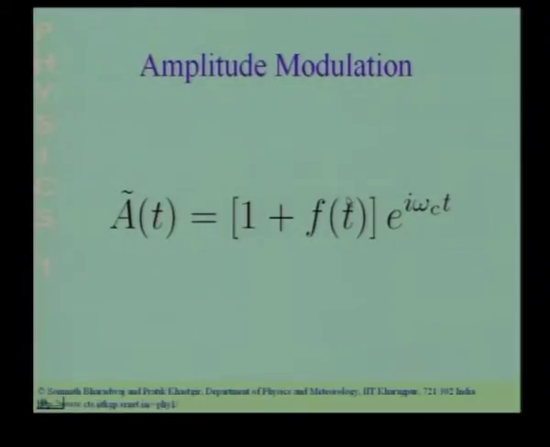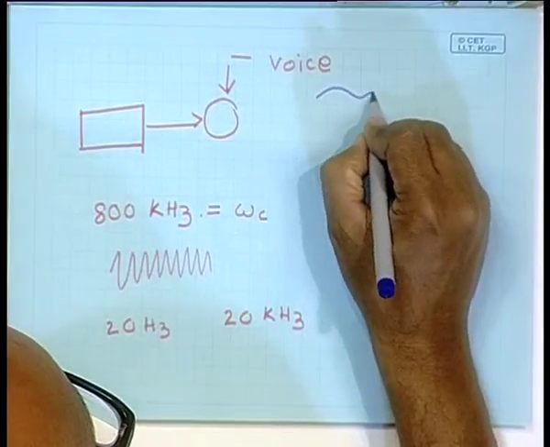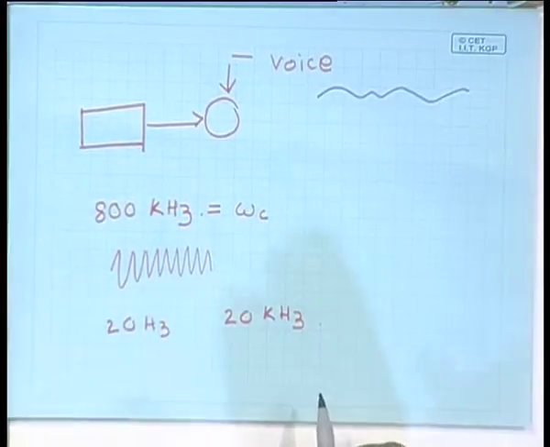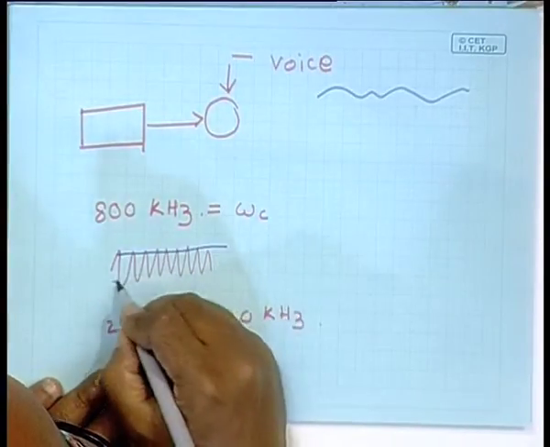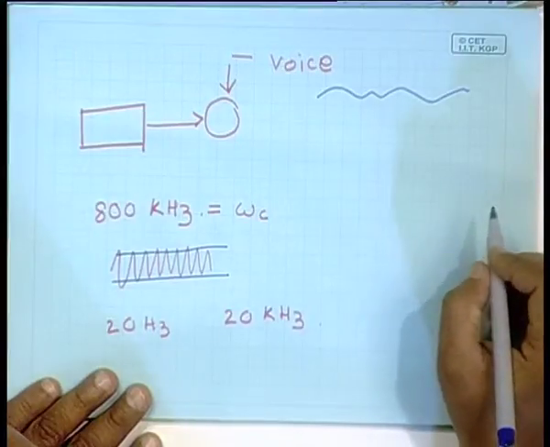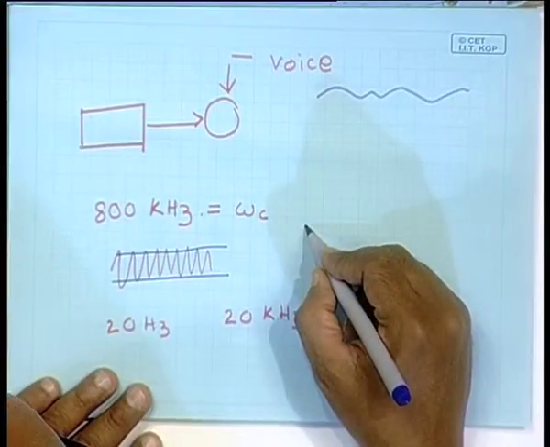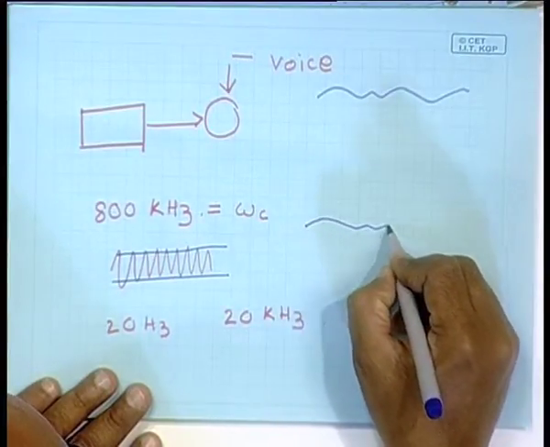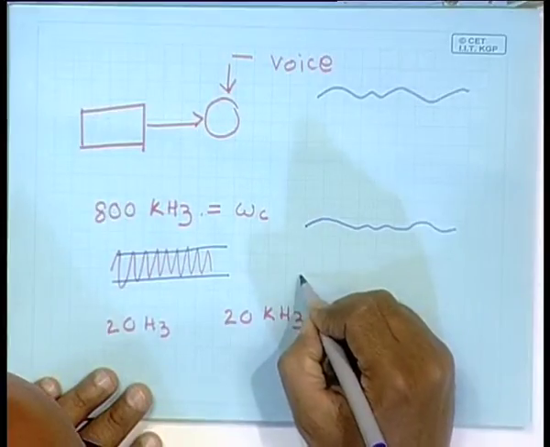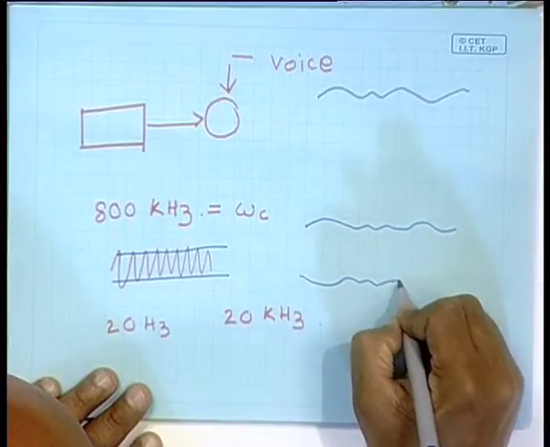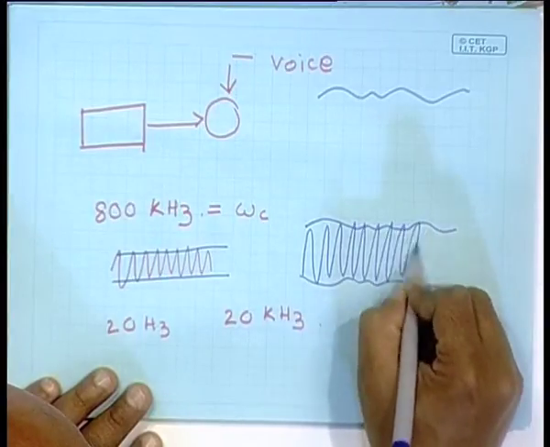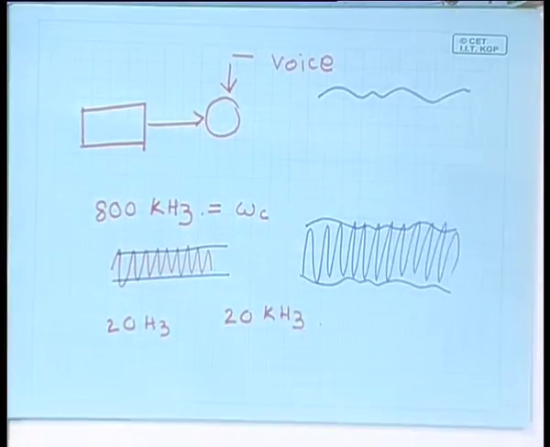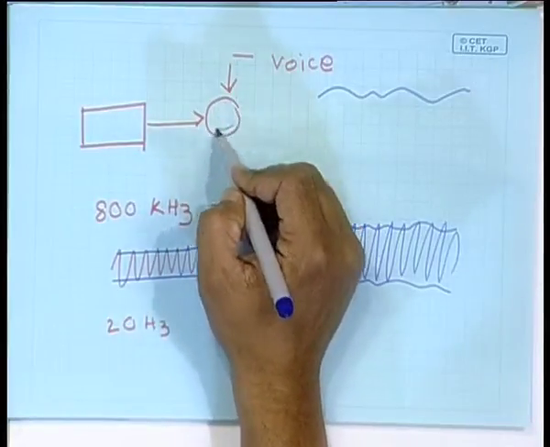So, let me explain this pictorially. Suppose my voice signal looks something like this. I will now change the amplitude. To start with, the amplitude of this signal is a constant. I will now change the amplitude of this signal so that it now looks like this, and you have this. So, the carrier wave is still over here. The amplitude of the carrier wave is changed by means of some electrical devices.